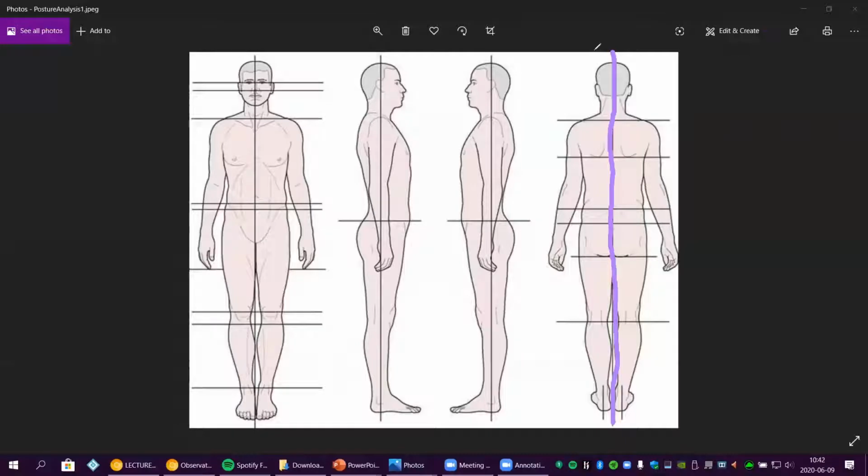It'll eventually come down here where it passes evenly through the PSISs, or the dimples on your low back. It should fall evenly between the gluteal fold. So it should fall right down through the butt cheeks, right? Pass down evenly through the knees, and again, end up where it comes out kind of evenly back between the calcaneus.